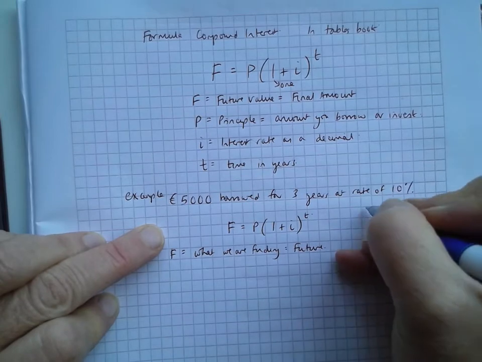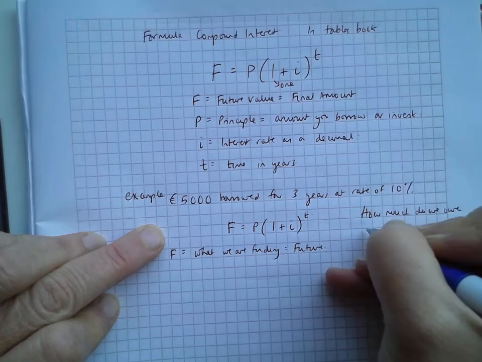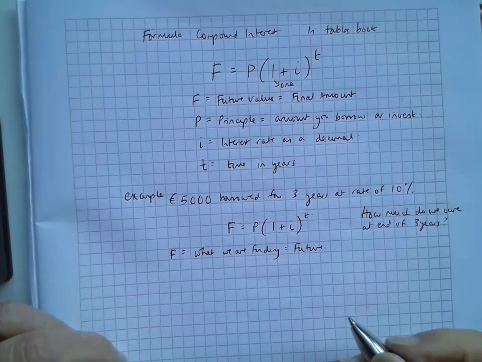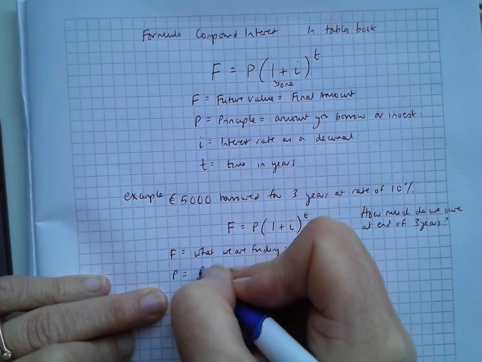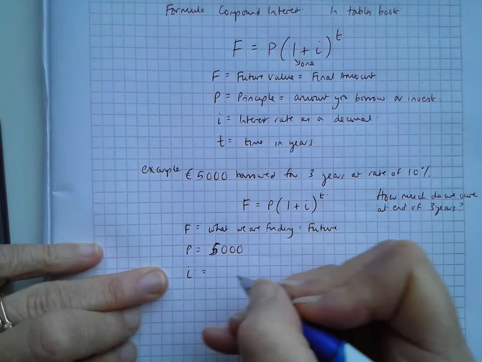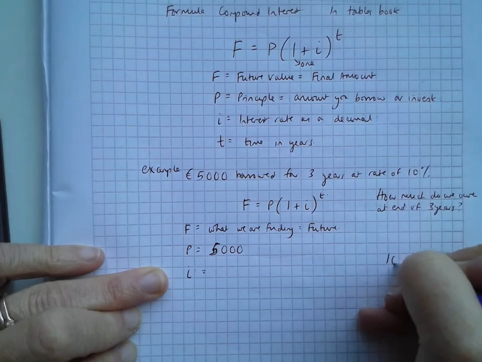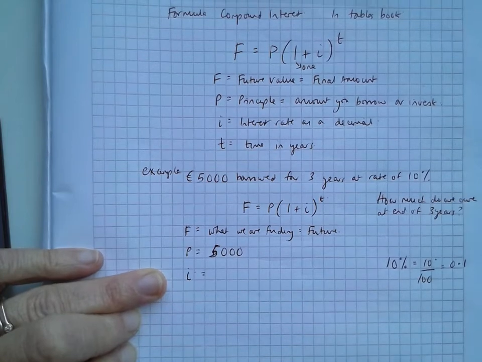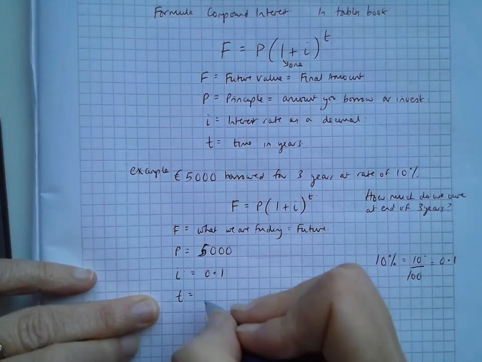So the question, I suppose, I haven't put a question. How much do we owe at the end of 3 years? Okay, that's the question. That's what we're trying to find. P is the principal, which is €5,000, because it's what we borrowed. I is the interest rate as a decimal, so it's 10%, which is 10 over 100, which, as you hopefully know, is 0.1 as a decimal. And T is the time in years, which is 3.